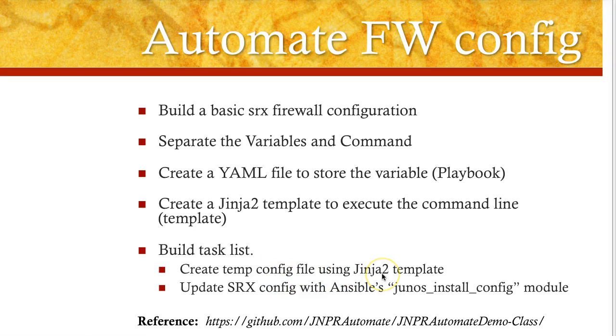The task list will first use the Jinja2 template, reading the variables from the playbook, and build a temporary configuration file. The second step is to import the configuration file into the SRX, using Ansible's Junos install config module. If you want to follow along, you can go to the GitHub Juniper Automation demo class. I'm going to show you the web page in a minute.